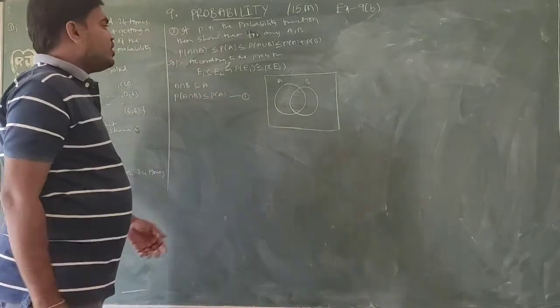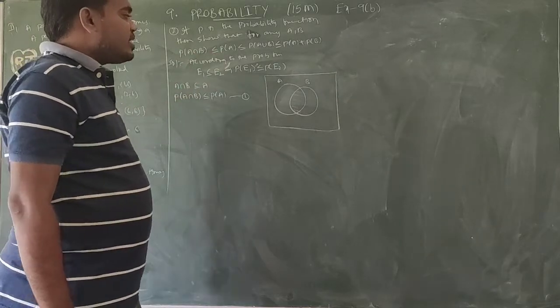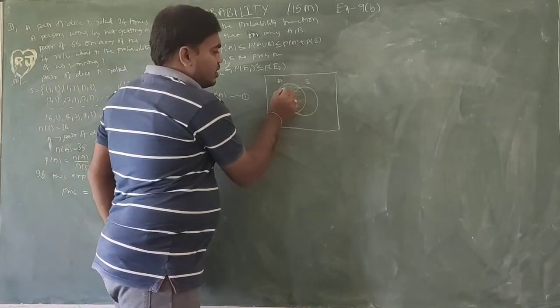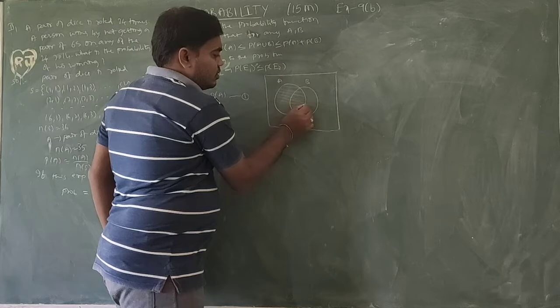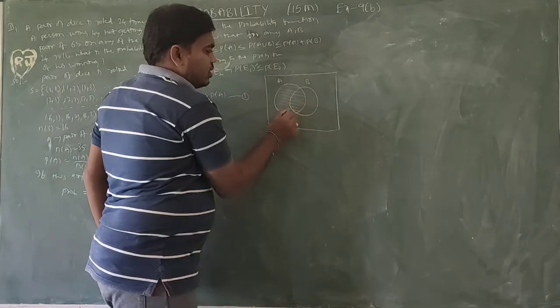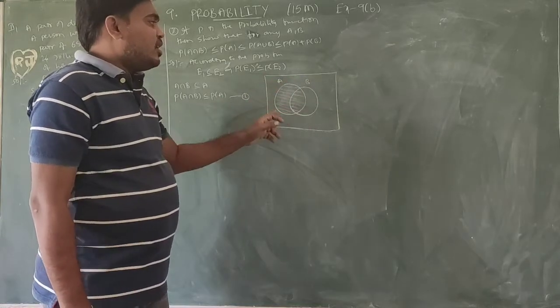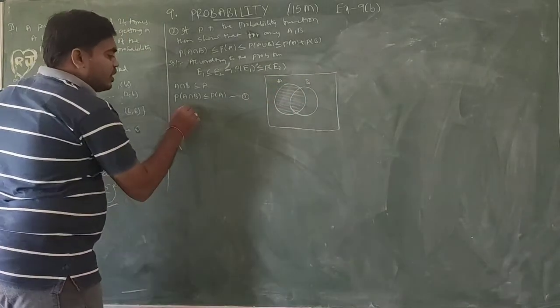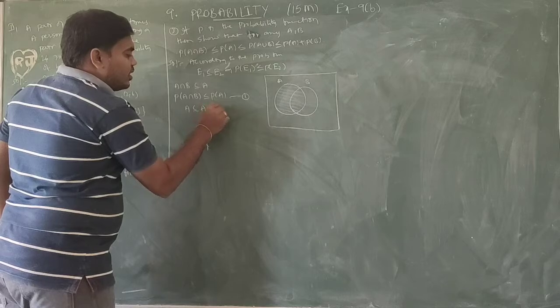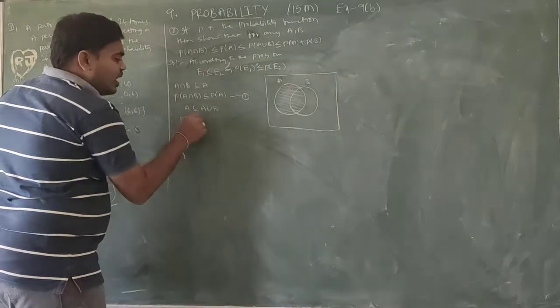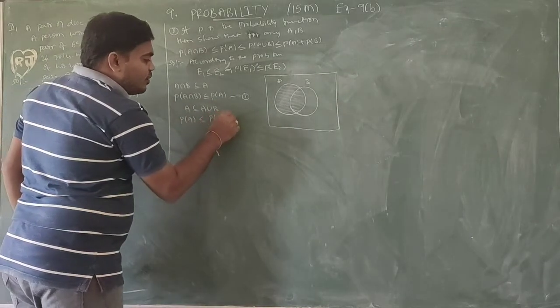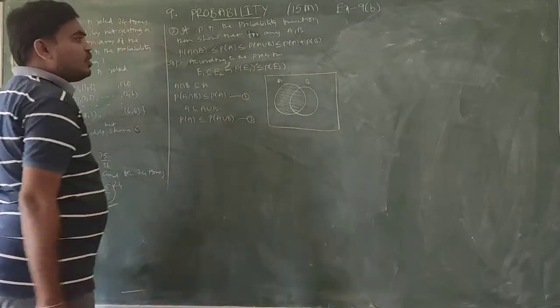This is equation 1, the first condition. Next, this circle is A. A union B is this entire region. So A is in A union B, A is a subset of A union B. So P of A is less than or equal to P of A union B, in equation number 2.